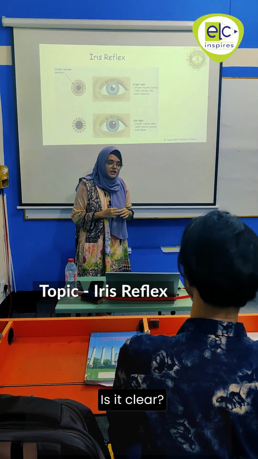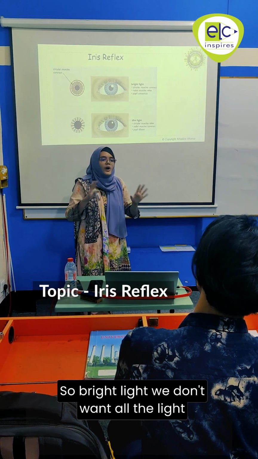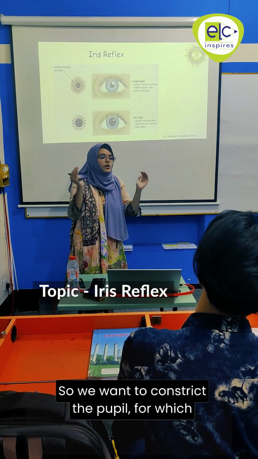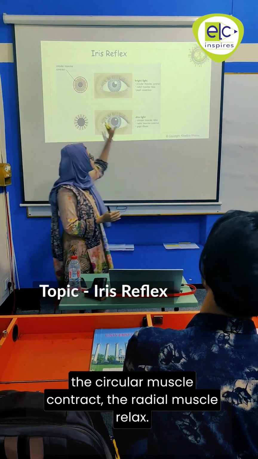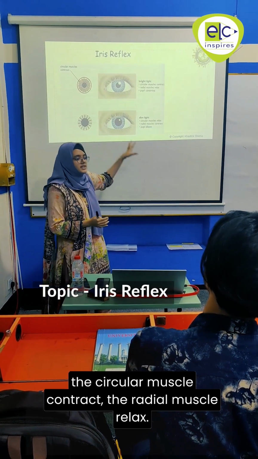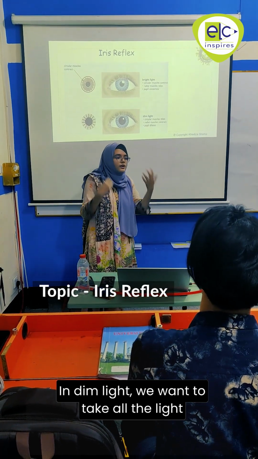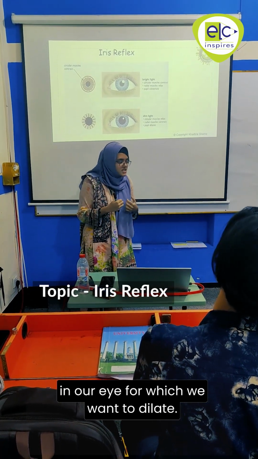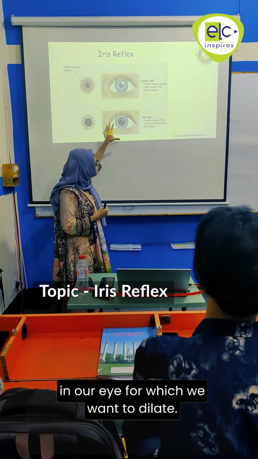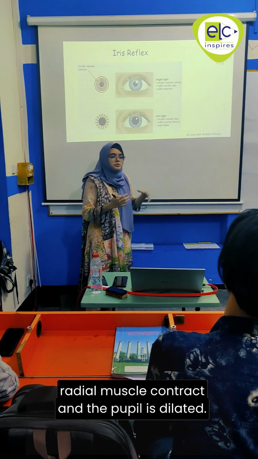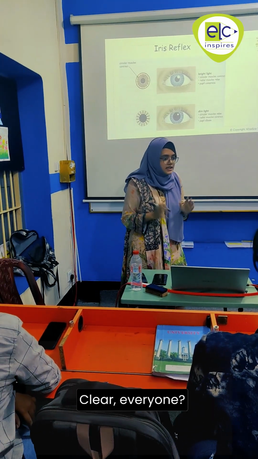Is it clear? So in bright light, we don't want all the light to enter our eye and damage our retina. So we want to constrict the pupil, for which the circular muscle contracts, the radial muscle relaxes, and the pupil is constricted. In dim light, we want to take all the light into our eye, for which we want to dilate the pupil, and the circular muscle relaxes, the radial muscle contracts, and the pupil is dilated. Clear, everyone?